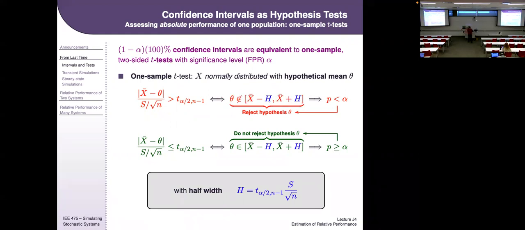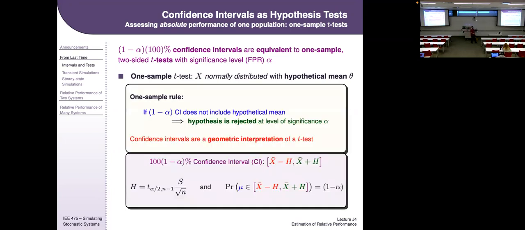So the confidence interval represents all hypotheses a t-test would fail to reject. And so if you're outside the interval, that corresponds to p less than alpha. If you're inside the interval, that corresponds to p greater than or equal to alpha. It summarizes a continuum of t-tests all at once. So with that, if the confidence interval does not include the mean, then hypothesis rejected.